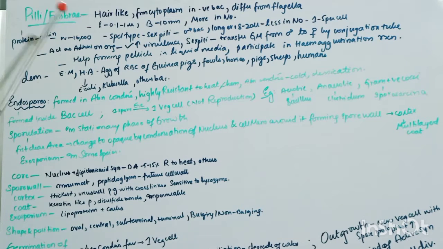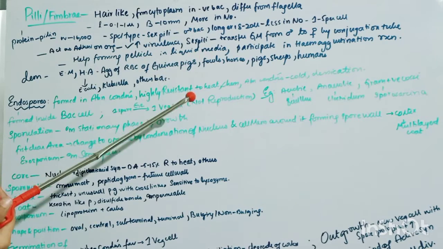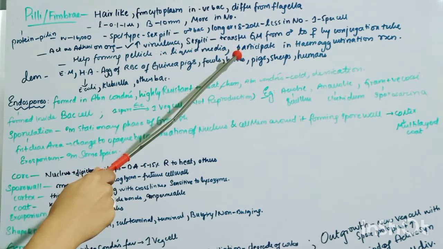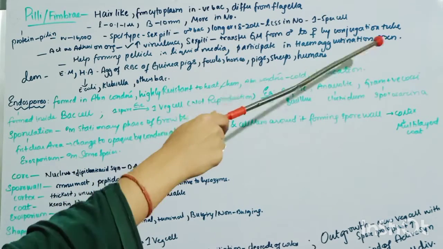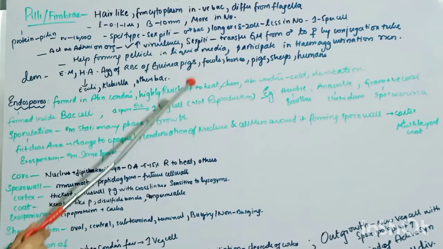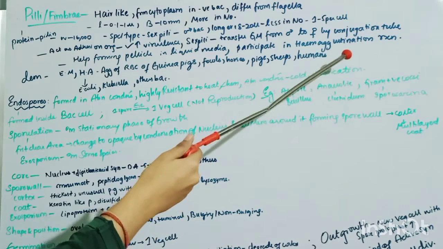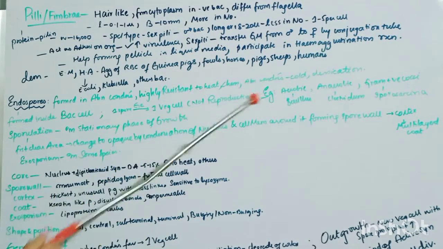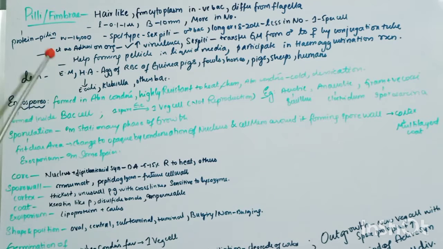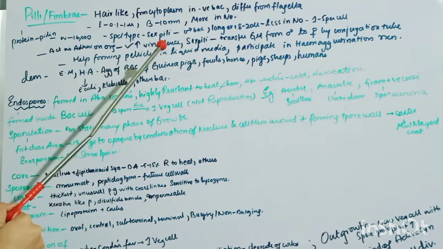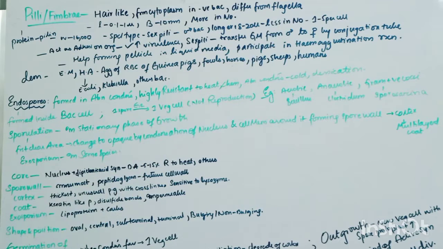Next, pili act as adhesion organs, which increases the virulence of the bacteria. The sex pili are used to transfer genetic material from male to female through the conjugation tube, and they help in forming the pellicle in liquid media. They also participate in the hemagglutination reaction, which means agglutination of red blood cells in some animals and also in humans. This is demonstrated by electron microscopy and hemagglutination demonstration of pili, especially in E. coli, Klebsiella, and other bacteria. This hemagglutination is the agglutination of RBC in guinea pigs, fowls, horses, pigs, sheep, and also in humans.